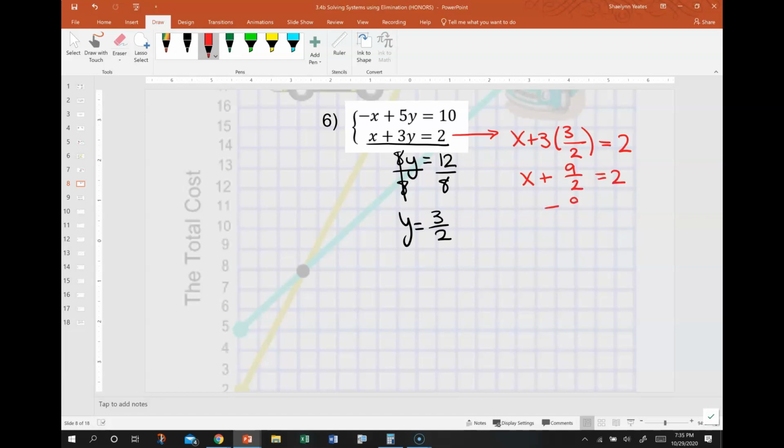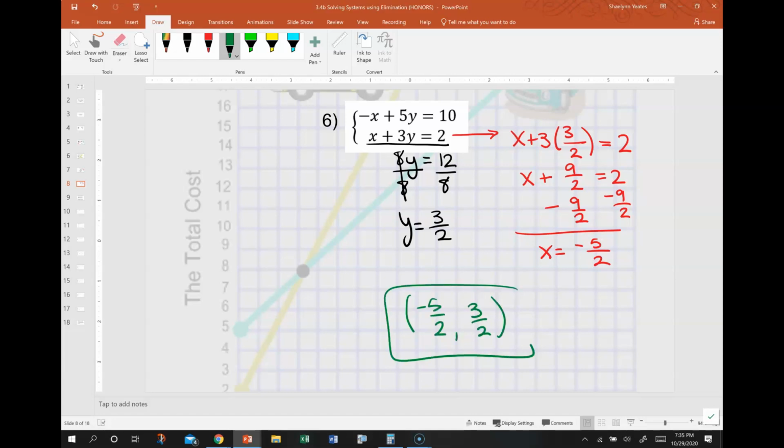So from here, I would subtract 9 halves from both sides. And I get x equals negative 5 over 2. That's not too bad. All right, so then our solution in the end is (negative 5 over 2, 3 over 2). Just two lovely little fractions.